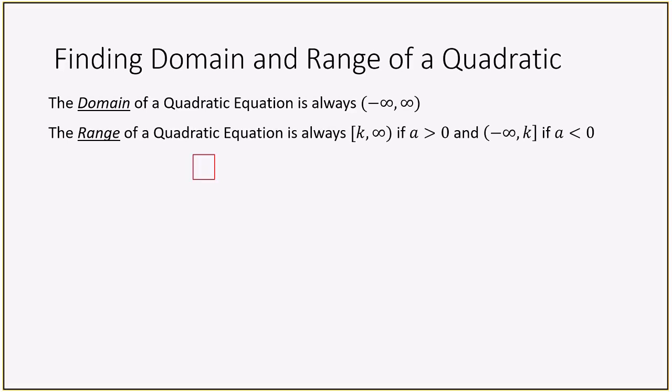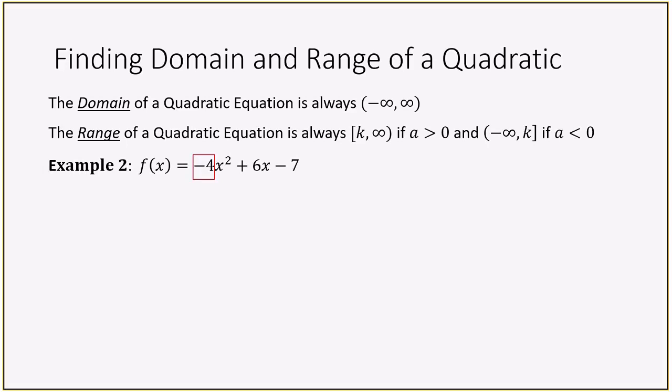If my a is positive, then my range is going to be the value of the k value of my vertex up to positive infinity. My parabola is going to be facing upwards. Or if my a is less than 0, then my range is negative infinity up to k. My parabola is going to be opening down. So let's see this in practice.